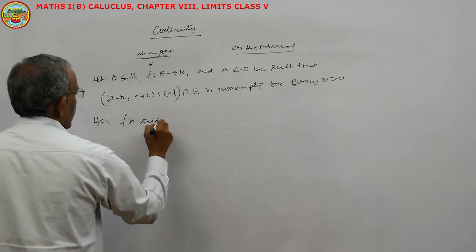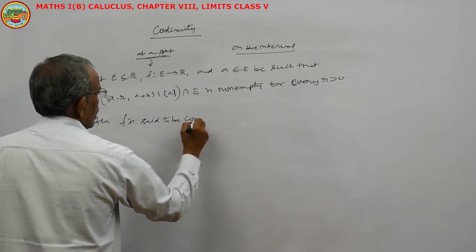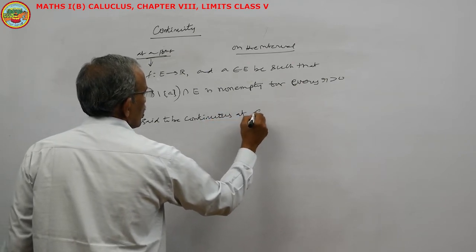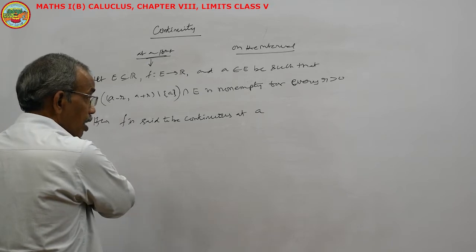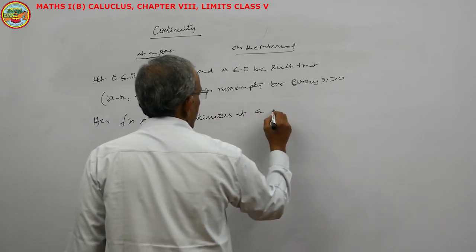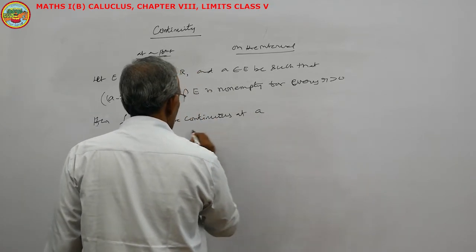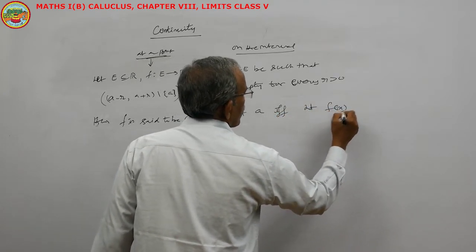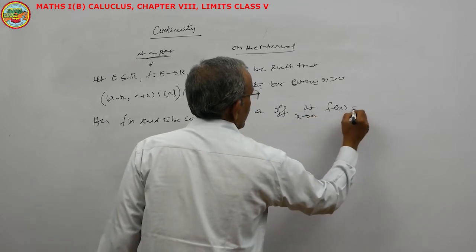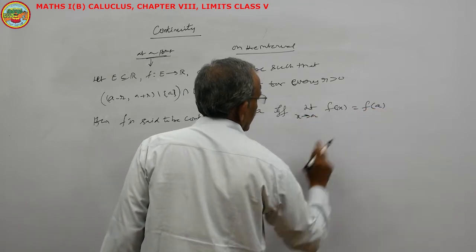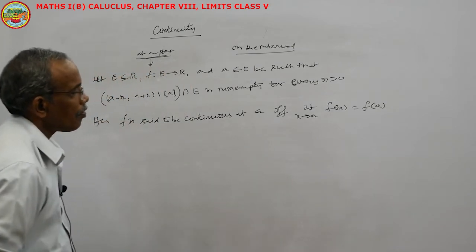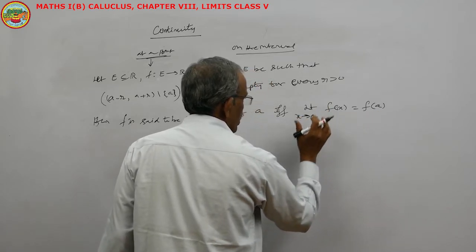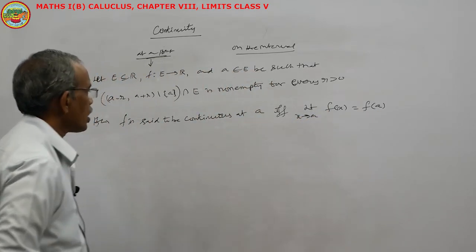f is said to be continuous. Then we say that f is said to be continuous at a if and only if the limit of f of x as x tends to a is equal to f of a. That means if the limit of f of x as x tends to a is equal to f of a, then we say that f is continuous at a.